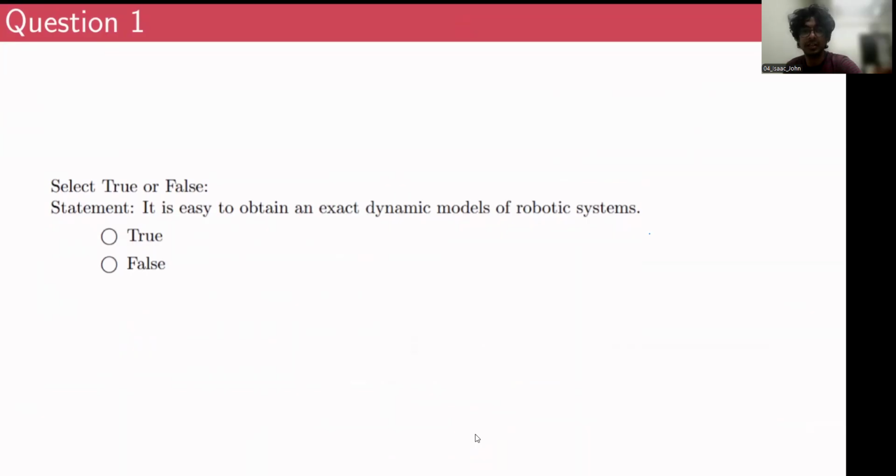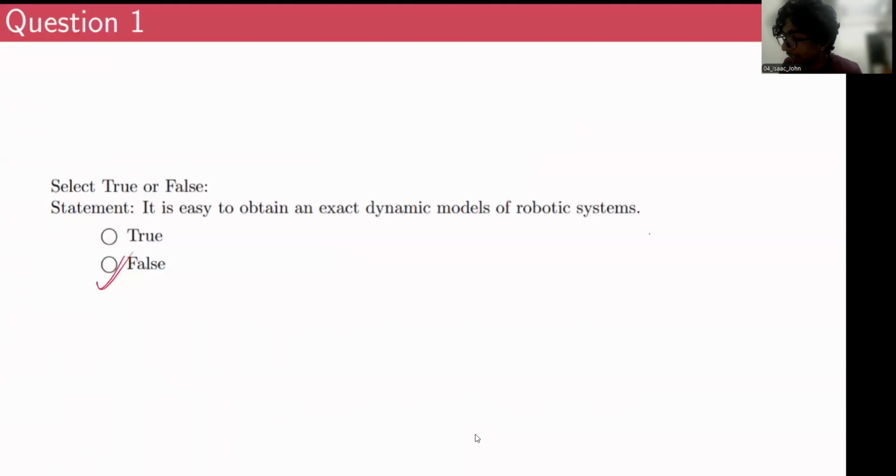All right. So with that much recall, let's solve some sample problems on this topic. The first question is a true or false question. It is easy to obtain an exact dynamic model of a robotic system. Would that be true or false? The keyword is exact. Can we really obtain an exact dynamic model of a robotic system in every situation? Any answers? False. That's false, right?